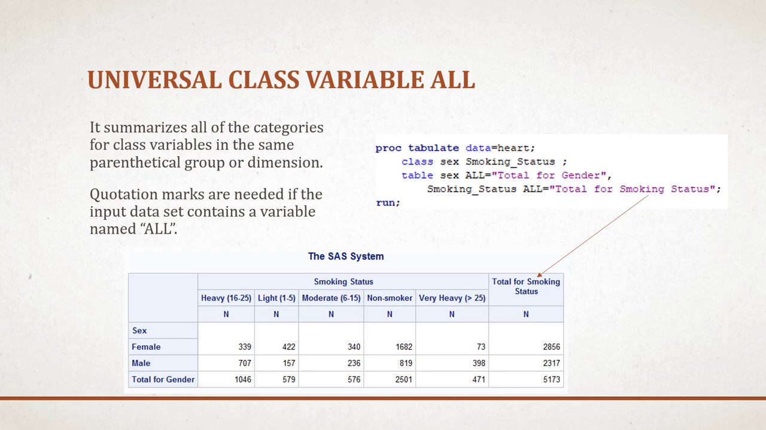So far, we have looked at several ways to produce a simple table with Proc Tabulate. Let's look at some more complicated examples. The universal class variable all summarizes all of the categories for class variables in the same parenthetical group or dimension. Note, if the input dataset has a variable named all, you will need to add quotation marks to the universal class. Let's again look in SAS.